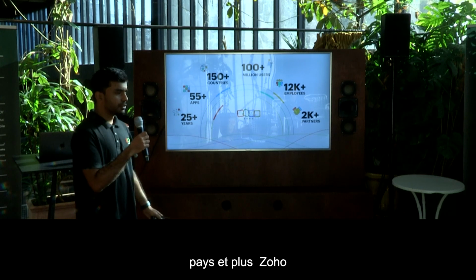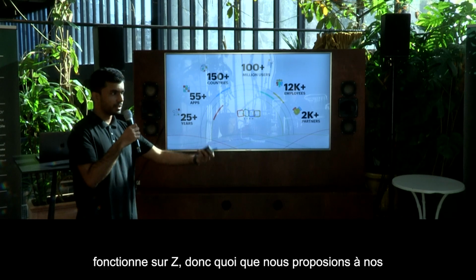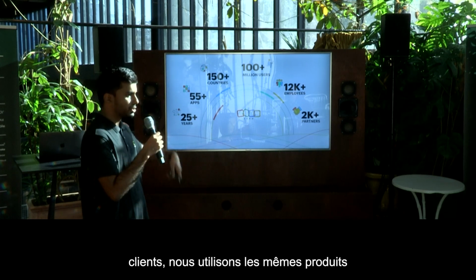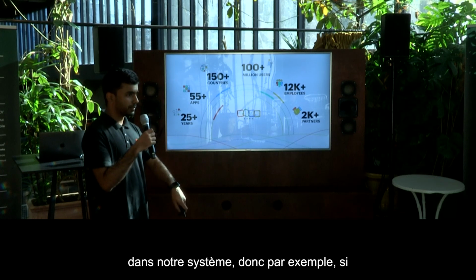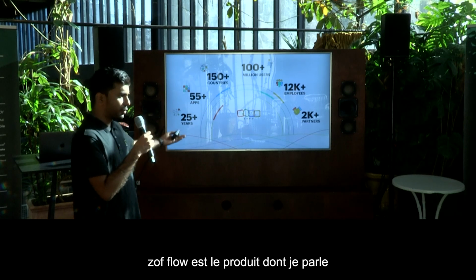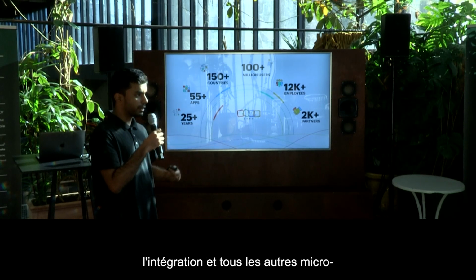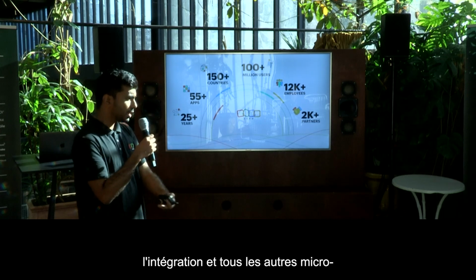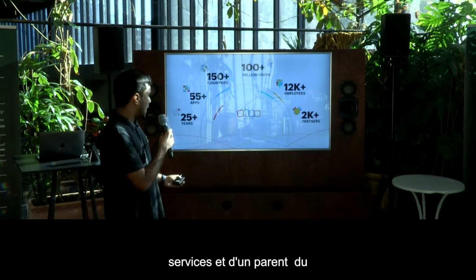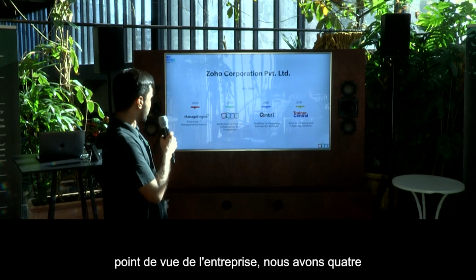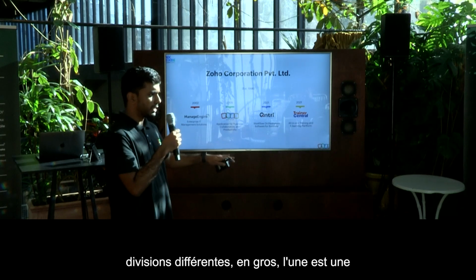And the saying goes, Zoho runs on Zoho. So whatever we offer our customers, we use the same products within our system. For example, Zoho Flow is the product I'm talking about today, and Zoho runs on Zoho Flow for integration and every other microservices. And from a parent company perspective, we have four different divisions broadly.